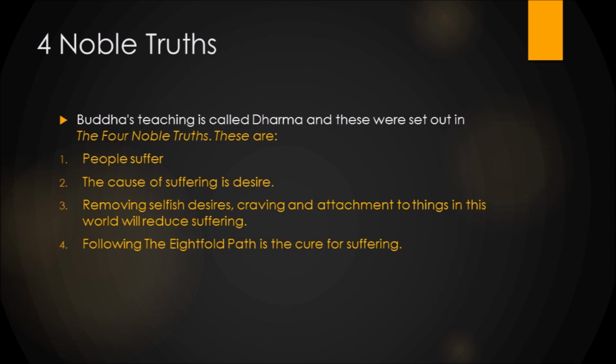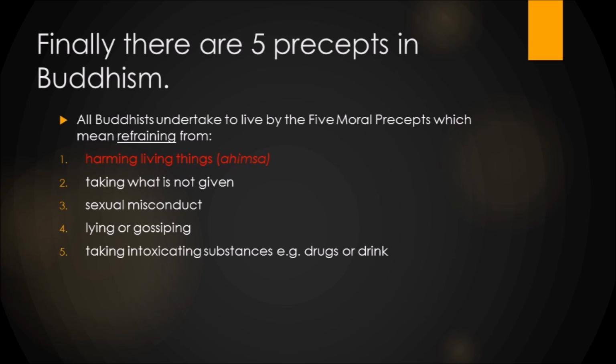Buddhists believe in the 4 noble truths. The truth that people suffer. The cause of suffering is desire. If we remove selfish desires and cravings, we will reduce suffering. And finally, following the 8-fold path is the cure for suffering. Buddhists believe in the 5 precepts. It means refraining from, and the most important one is refraining from harming living things, called ahimsa.